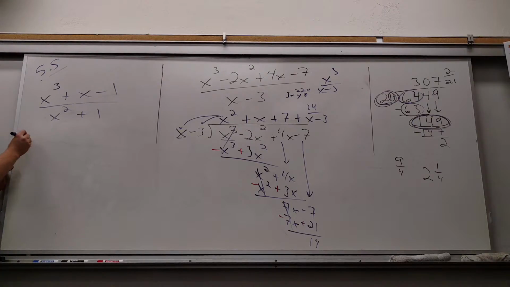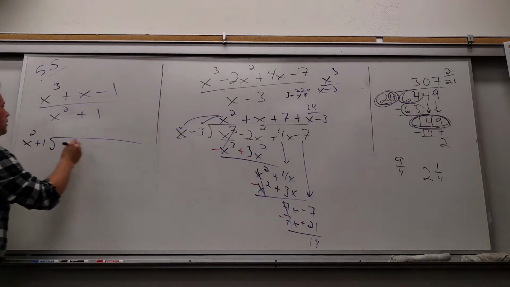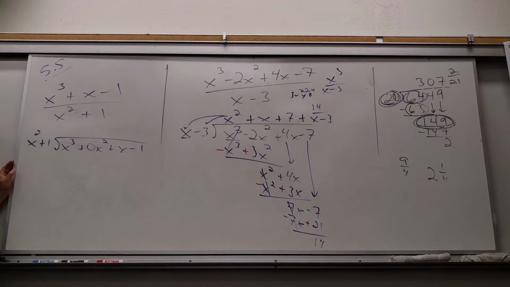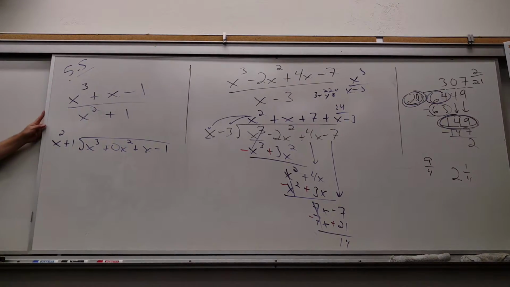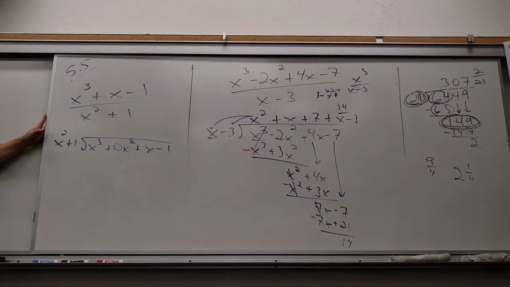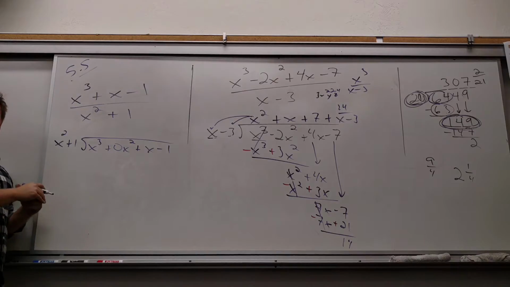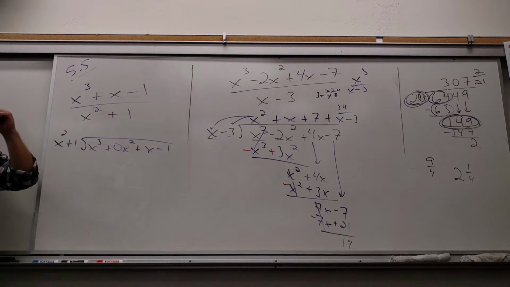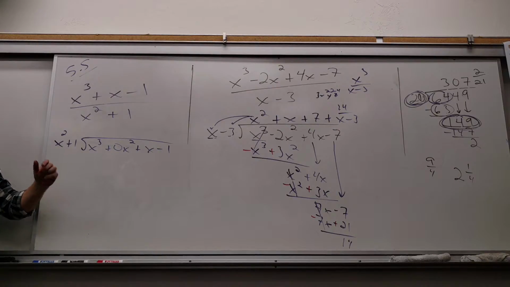I'm going to write x squared plus 1 into x cubed plus no x squares plus x minus 1. You like that? Is that different from what's there? Let me show you why I do that. It's a placeholder, just in case you get zero over there.